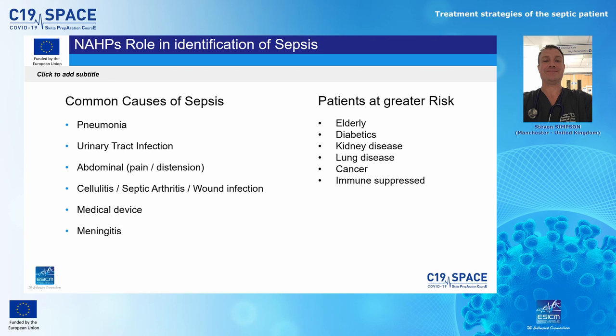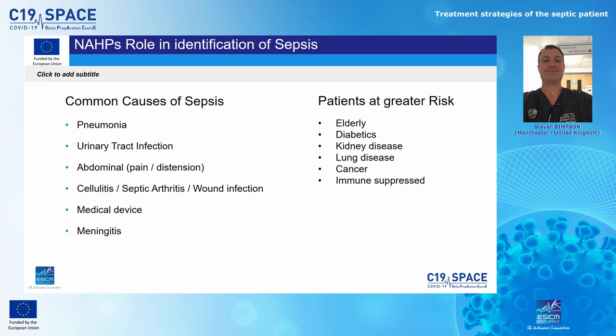Urinary tract infections. Patients could have painful micturition, localized loin pain, or a positive catheter sample of urine or dipstick test. Patients may display abdominal pain or distension, and findings can also be seen on abdominal CT. Patients could have cellulitis, warm reddened skin, septic arthritis, swollen hot joints, or, most commonly, wound infections.